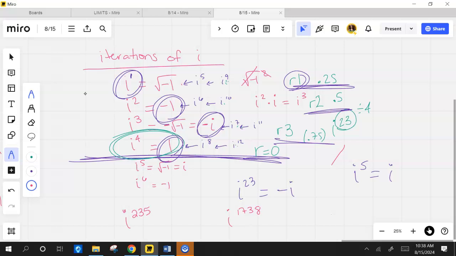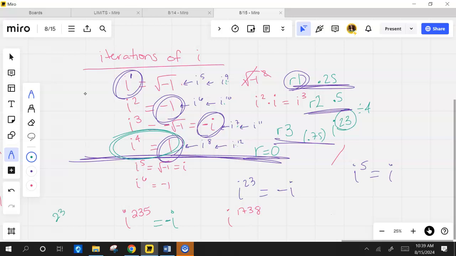All right. Everybody's asking me. I haven't divided them. 235 divided by 4 gives you what? It's 0.75. So 0.75, that's the part I'm looking for, right? 0.75 is a remainder of 3. That's the third iteration, so that means this equals negative i.